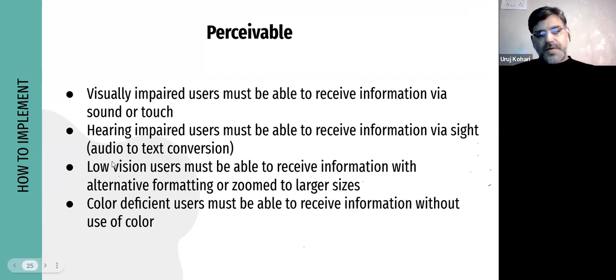Then we have low vision users who will be able to receive information with different ways of formatting. And we have also seen that there are screen magnifiers, even at the native level in Windows and Mac and other OSs, where you will be able to zoom in and create larger font sizes, etc. Then coming to the final part, color deficient users should be able to receive information even if there is no color.